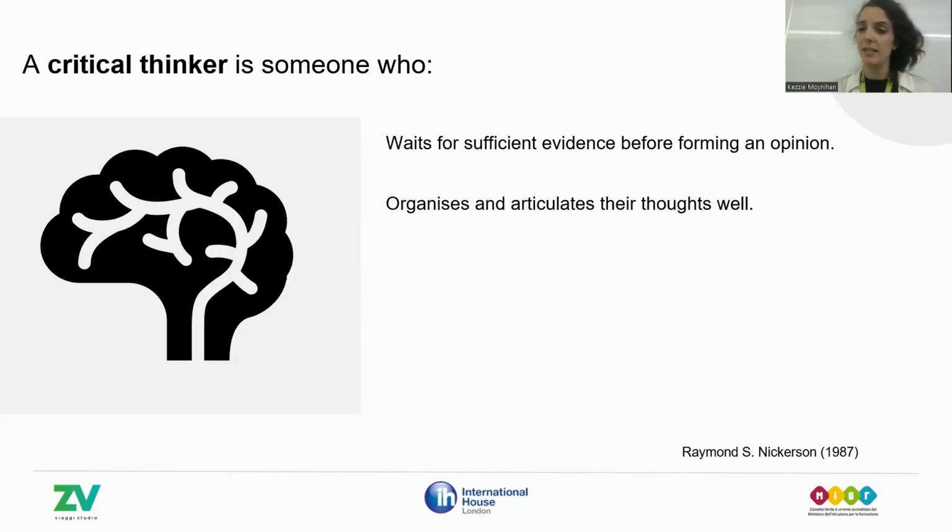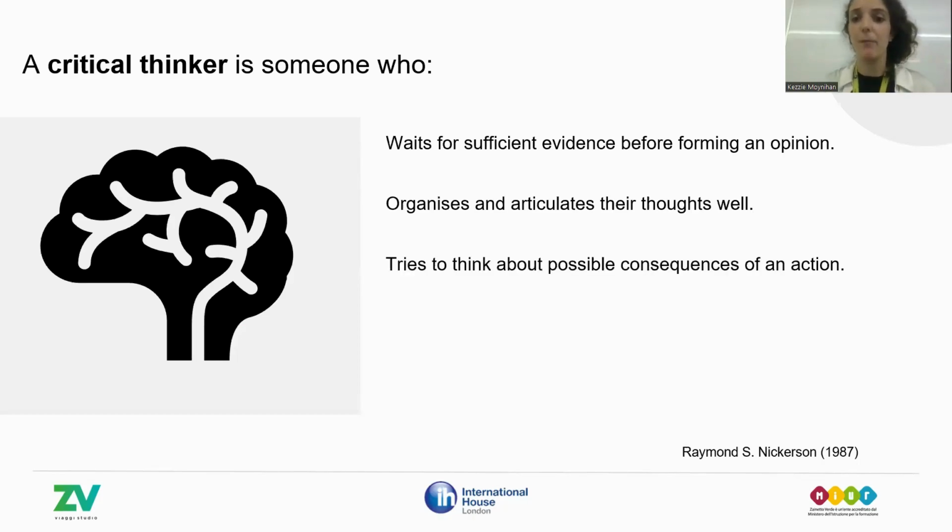They organize and articulate their thoughts well. So when they're learning something new or expressing an opinion, the way they're talking about that and expressing it is organized and comprehensible. They try to think about the possible consequences of an action. So if I do this, what will happen next? If I did this, what would happen next?